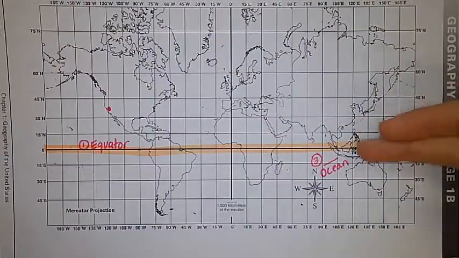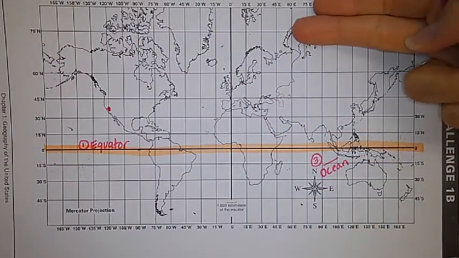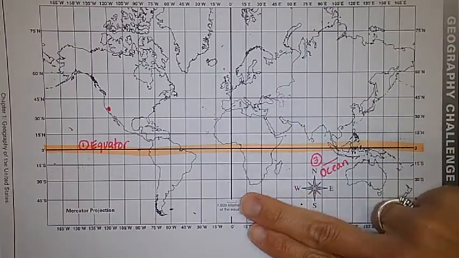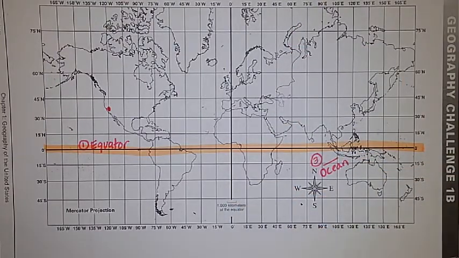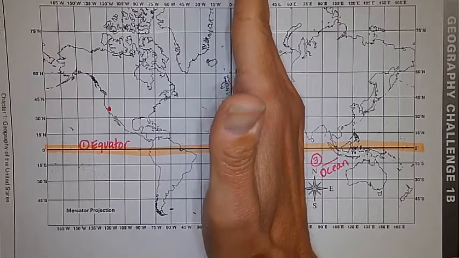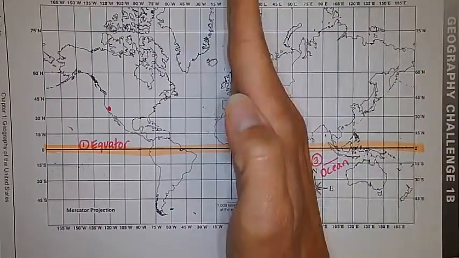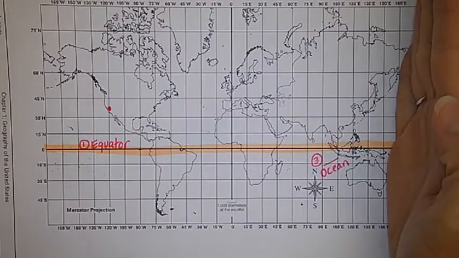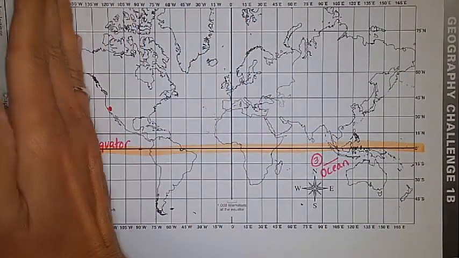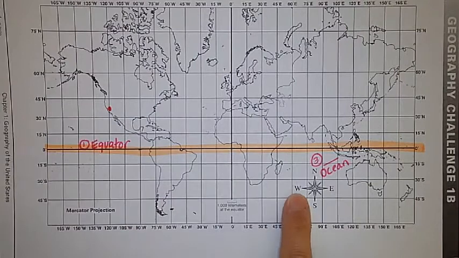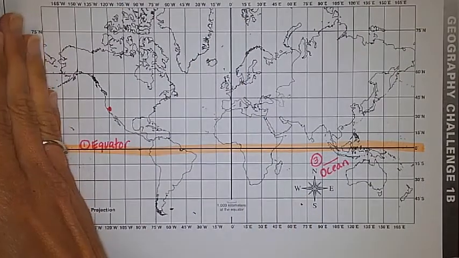Remember, everything above the equator is the northern hemisphere. Everything below the equator is the southern hemisphere. Everything to the east side, here's the east, is east of the prime meridian, the eastern hemisphere. Everything to the west side of the prime meridian, so you see the west right here, so this direction is the western hemisphere.